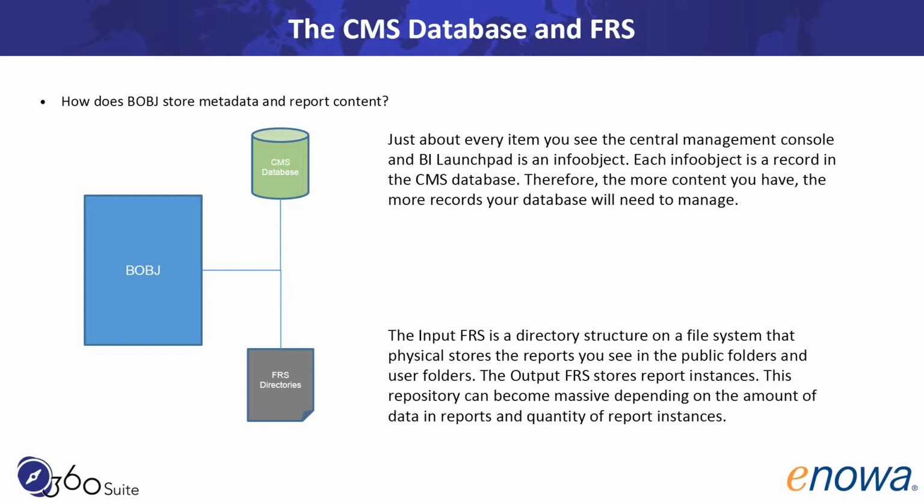When you deploy Business Objects, of course, you always have a database and you also have a file repository. There's an input and an output location. The combination of those two is really considered your repository. They work hand in hand with each other. The database contains all the metadata, so to speak, and the FRS contains the actual reports, whether that's the report you're viewing on demand or a scheduled instance. And the two work hand in hand, like I mentioned.